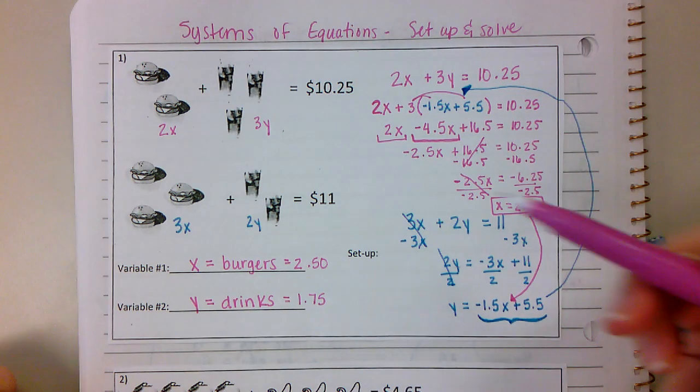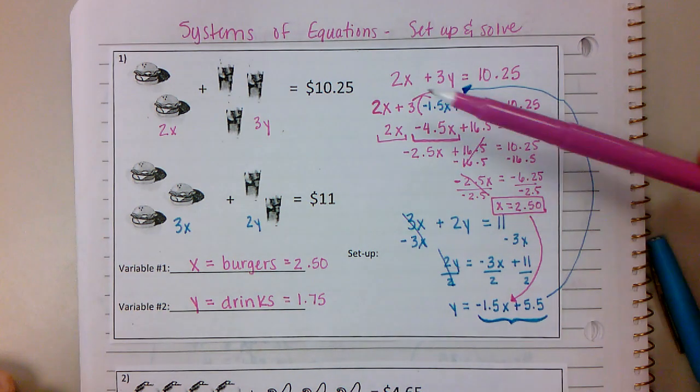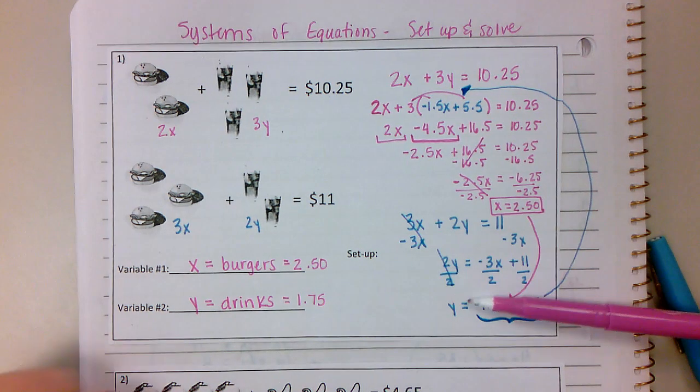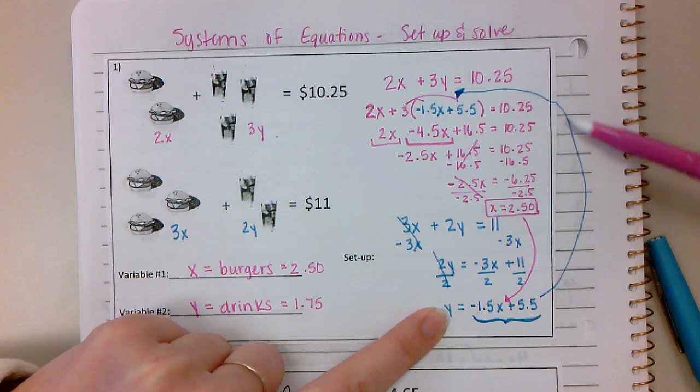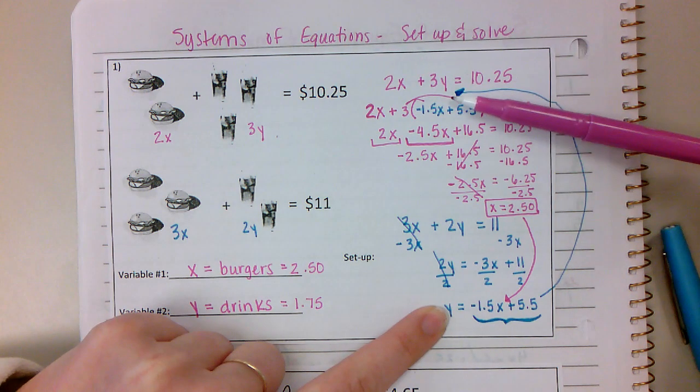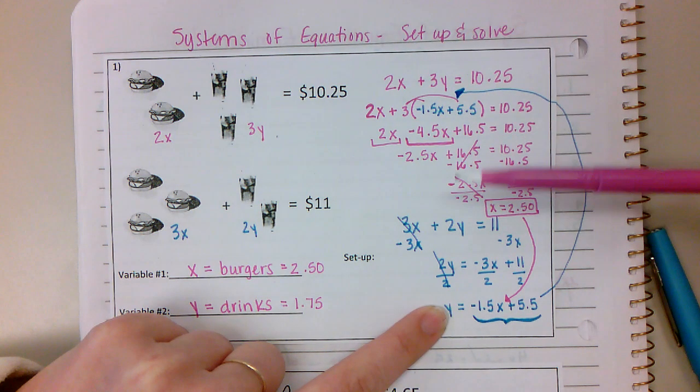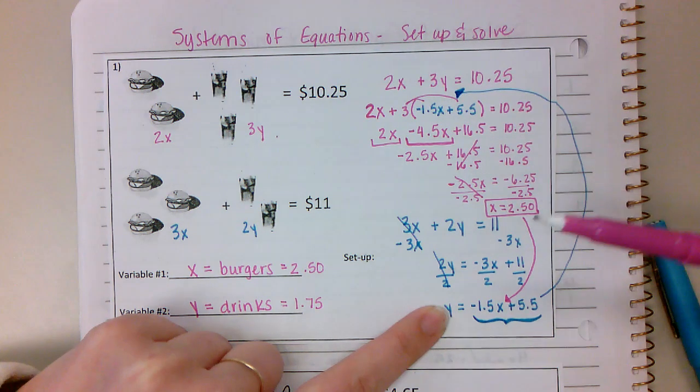And so this is using the substitution method. Take one of your equations, solve for the variable, get everything away from it, and use that and plug it in place of the variable in the other equation. And that way you're always solving for one variable at a time.